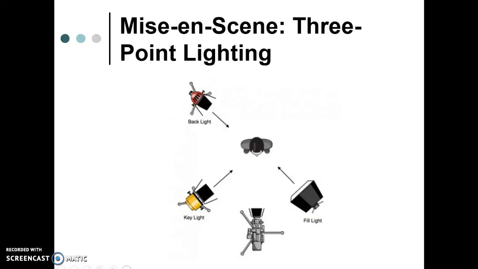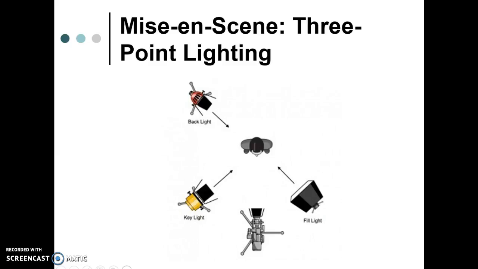Okay, so we've discussed the first two parts of mise en scène, costume and setting and decor, and now I want to move on to lighting. Now, typically what we use in what's called Hollywood classical films is three-point lighting. This is the lighting that makes you look beautiful.